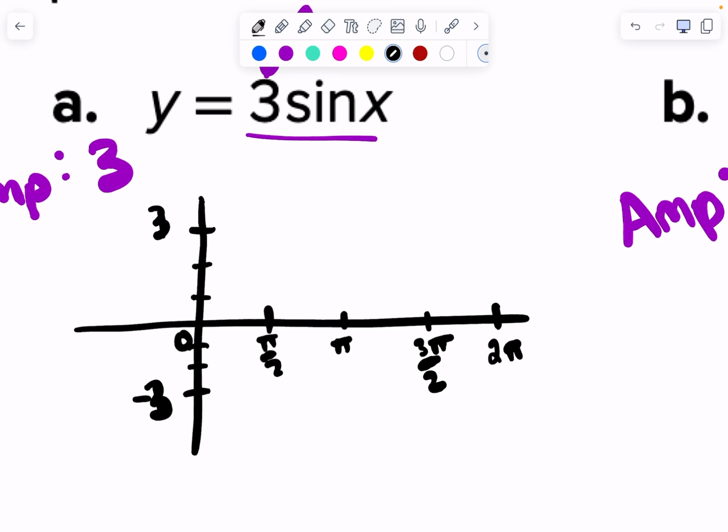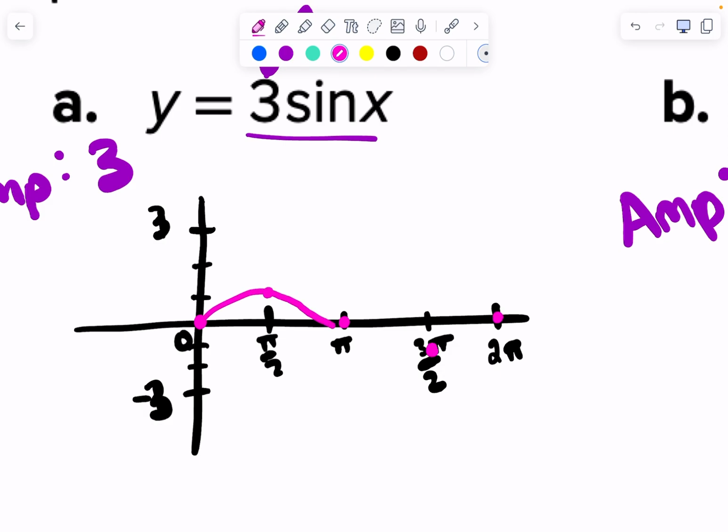I'm just going to change my markings because I can do that. All right. Sine. Where does sine start? At 0. Okay. And then he goes up to 1. Then he goes down to 0. Then he goes down to -1. Then he goes back up to 0.